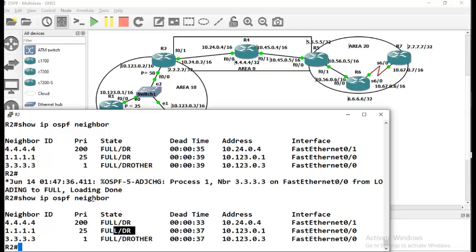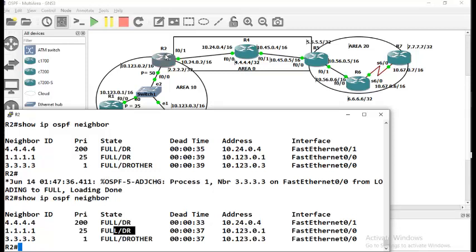When I disturbed R2, R2 was a DR, but I disturbed it. Means I killed it. I killed the OSPF process. So immediately R1, which was a BDR earlier, will promote itself as DR. It has promoted itself as DR. Once the election is done, once it has promoted itself as DR, whatever comes, it will continue as DR.